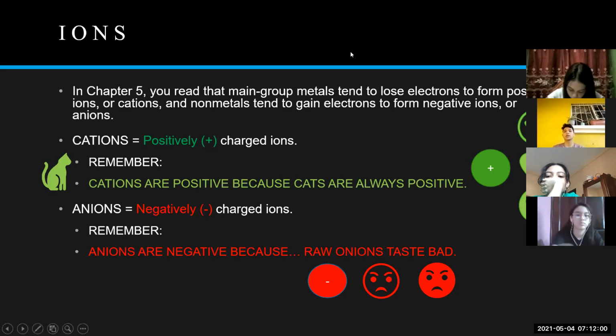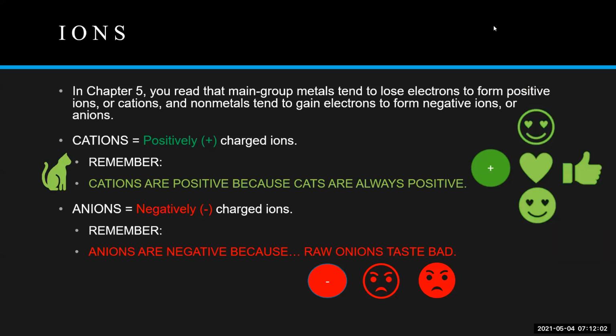Ions, okay? The bonds are between ions. In chapter 5, you read that the main group metals tend to lose electrons, and others tend to gain electrons. Now, this is what we know as ions, but ions can either be positive or negative.